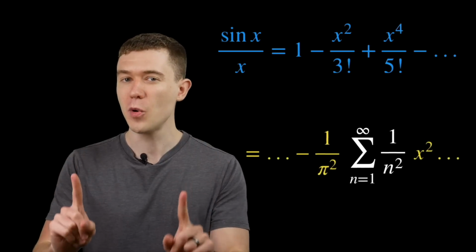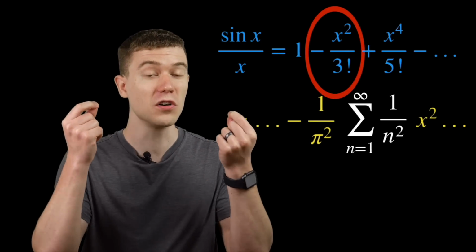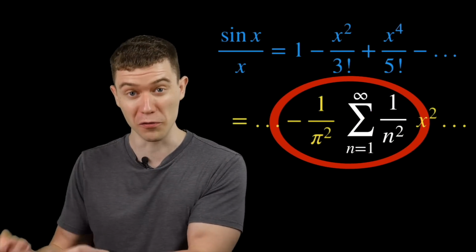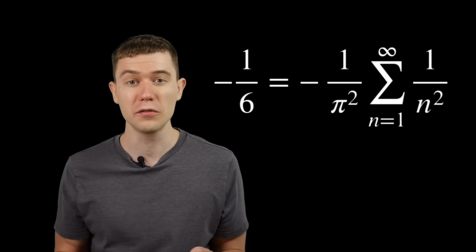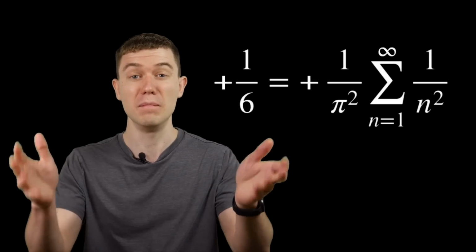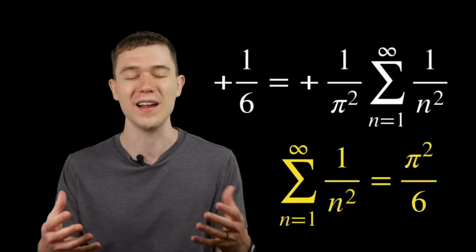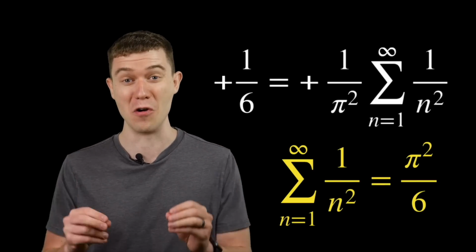And since the equations are equal, the coefficient of the x squared term on the left has to be the coefficient of the x squared term on the right. This is sometimes called matching coefficients. And so now all we have to do is solve for the sum. 1 over 3 factorial, that's 1 over 6. Cancel the negative on both sides and multiply by pi squared, and there we have the sum from n equals 1 to infinity of 1 over n squared as pi squared over 6.